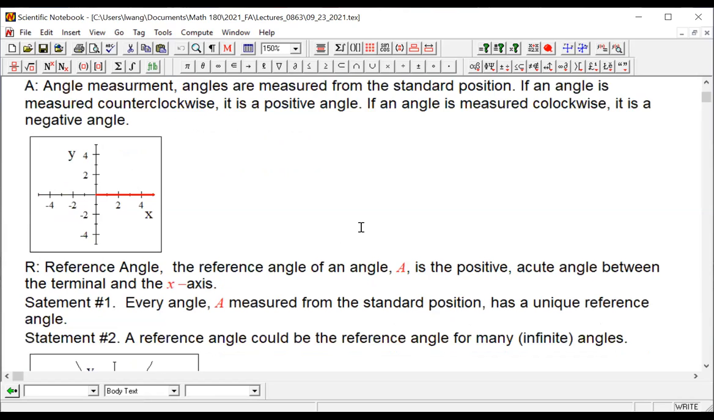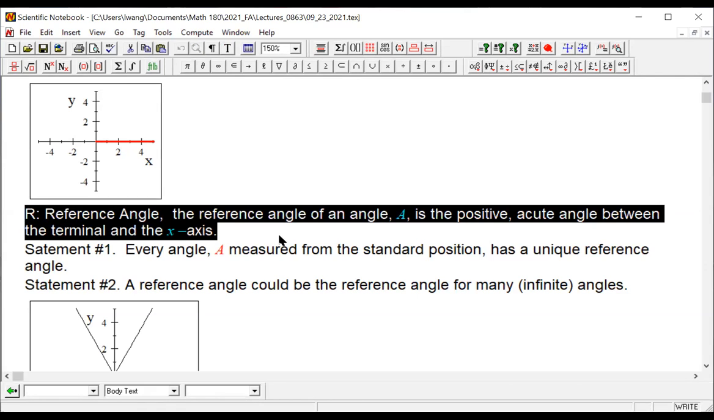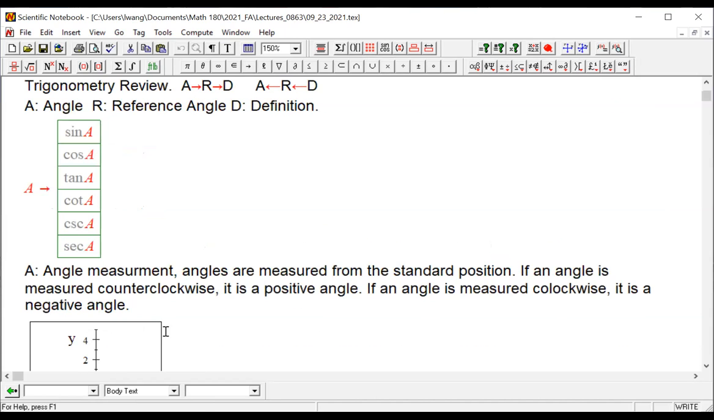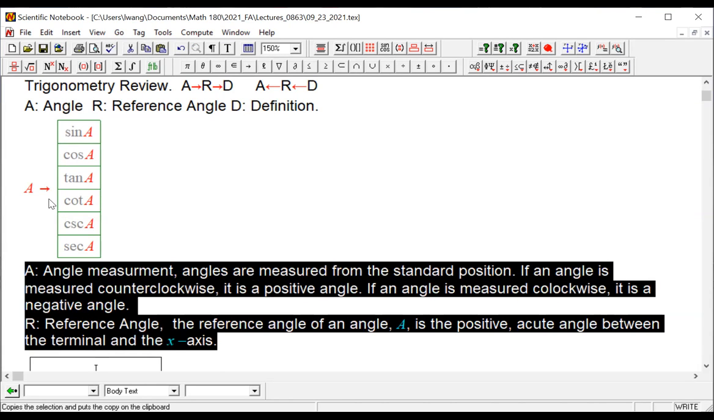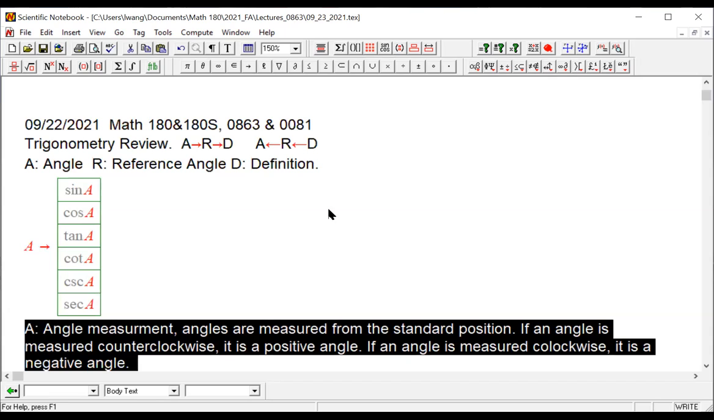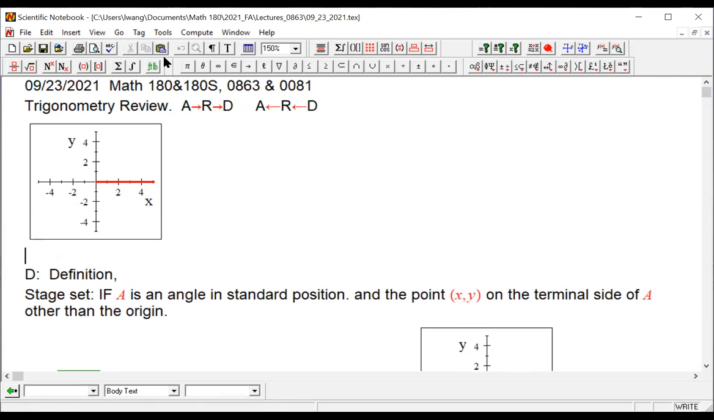R. What is R? R is a reference angle. What is the meaning of reference angle? So we need to have both of these, and this is a part of the stage. A and R.